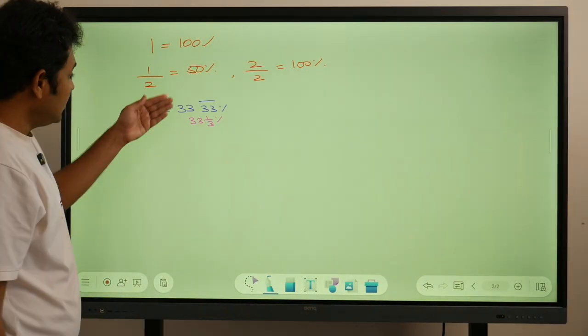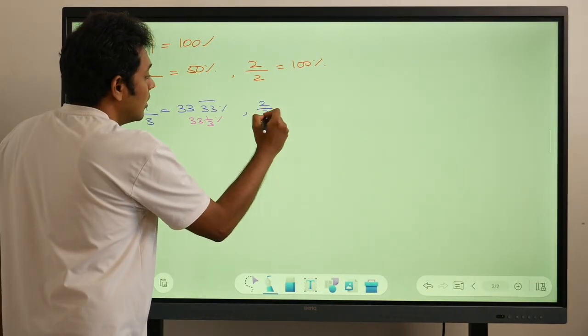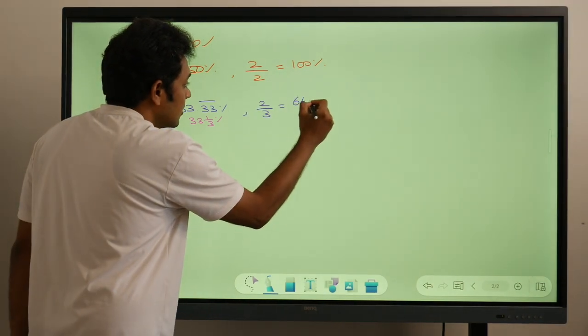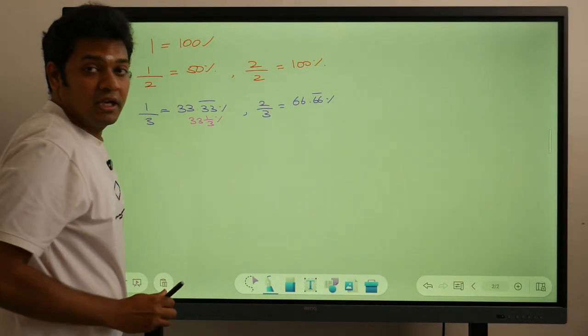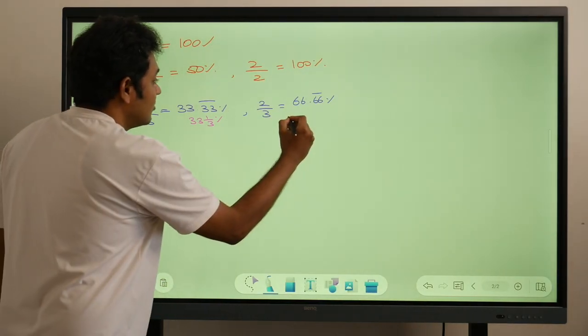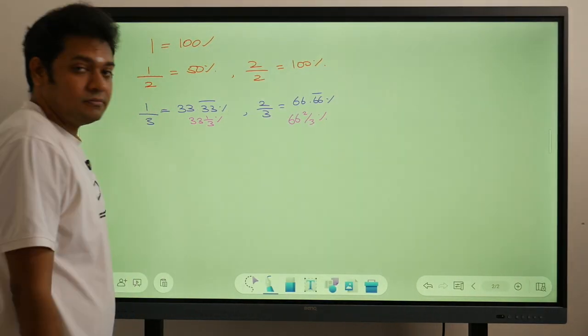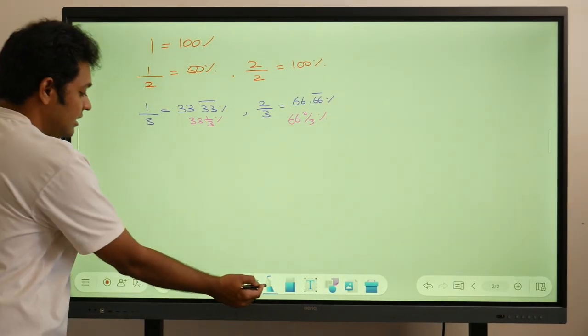Right? So if 1 by 3 is 33.33, what will be 2 by 3? Double of this, 66.66. In mixed fraction, again, this keeps on going. In mixed fraction, if you have to write, this is nothing but 66 2 by 3%. So 3 by 3 will be 100%.